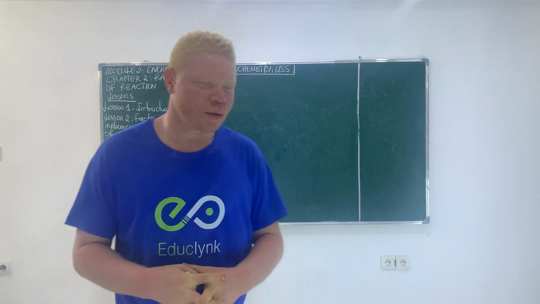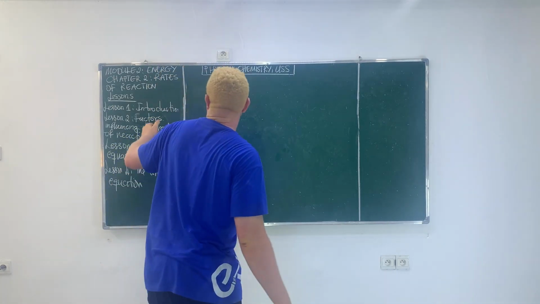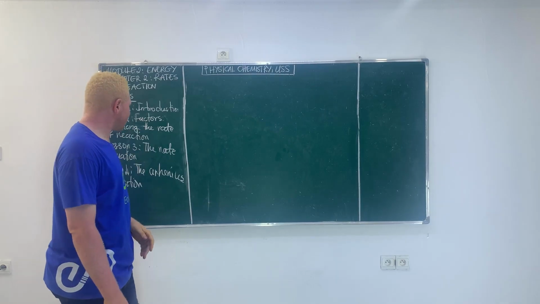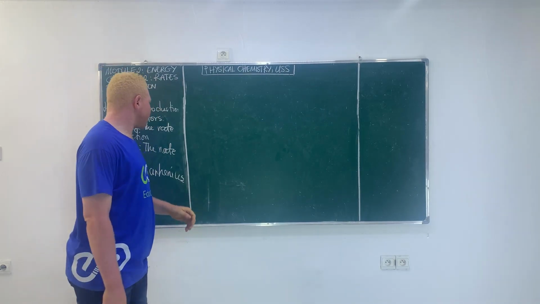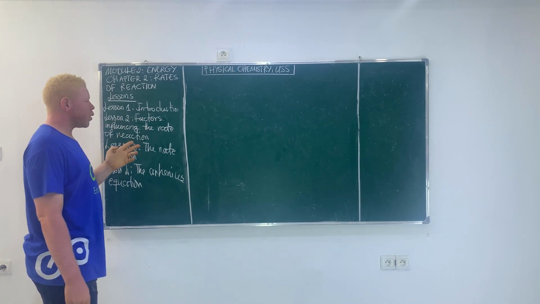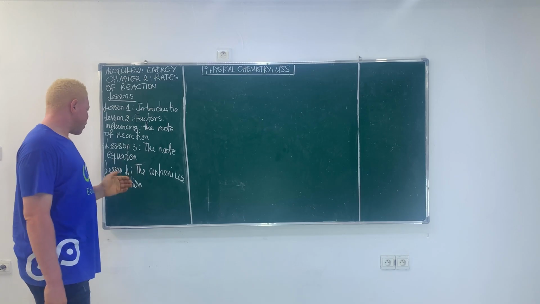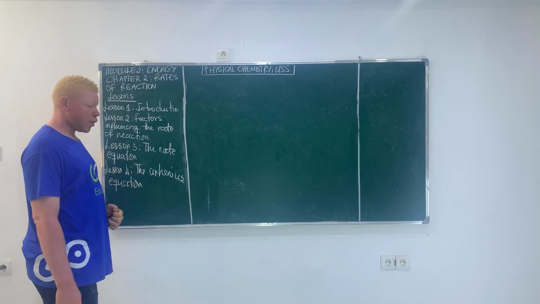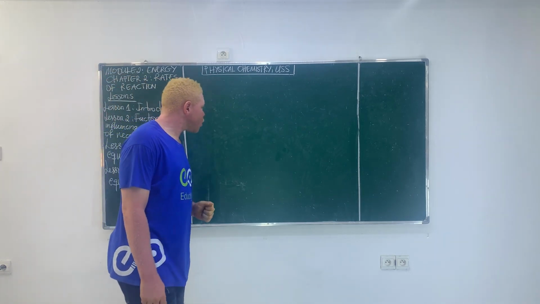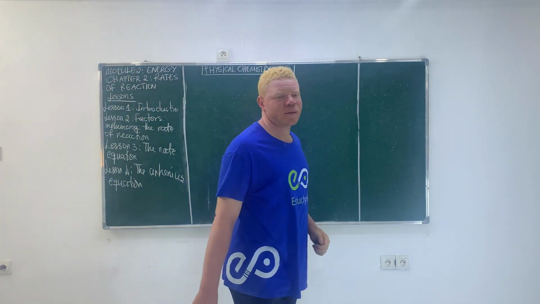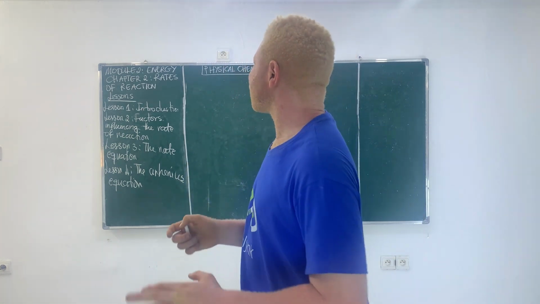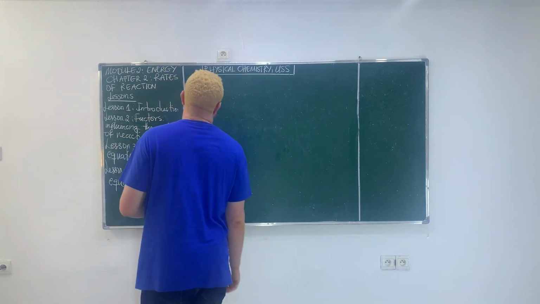So today we'll see module 2, which has energy, chapter 2, rate of reaction. Our lessons are: lesson 1, introduction; lesson 2, factors influencing the rate of reaction; lesson 3, the rate equation; and lesson 4, investigation. So I'm going to go straight to lesson 1. Lesson 1 is just an introduction to the chapter. The chapter is rate of reaction.